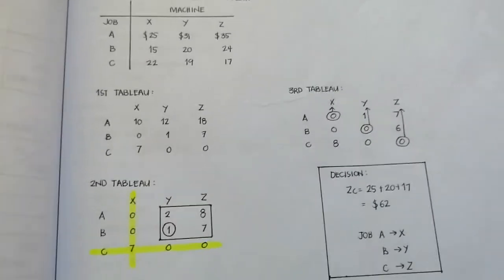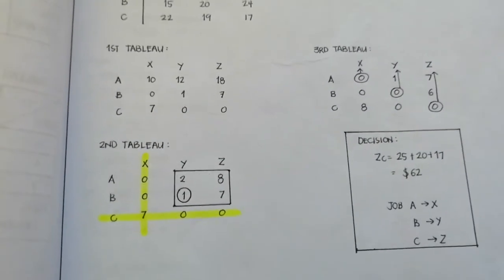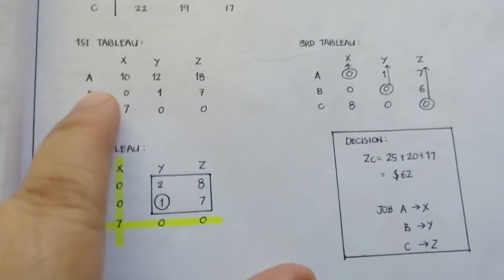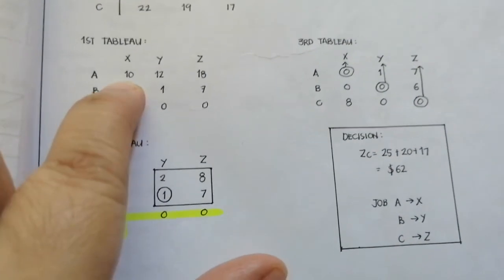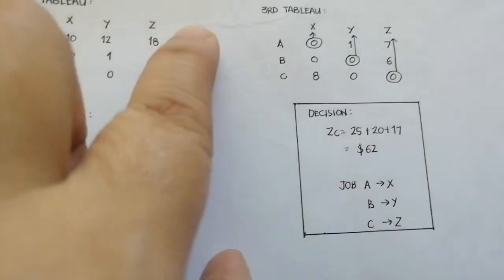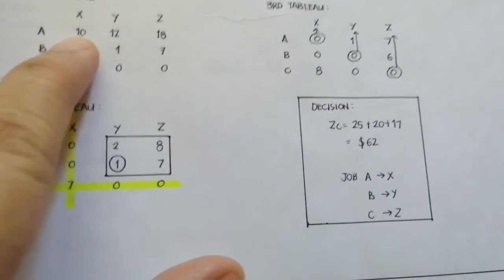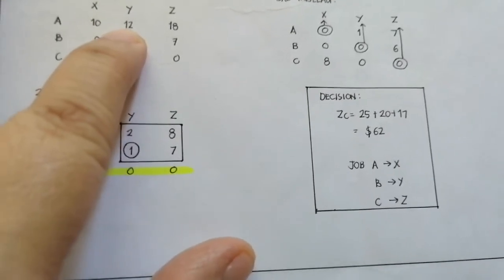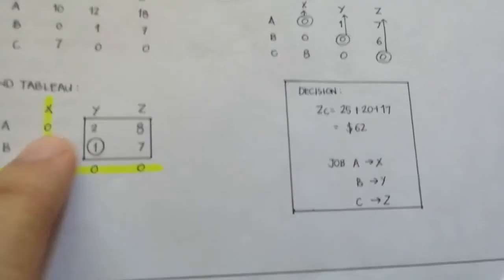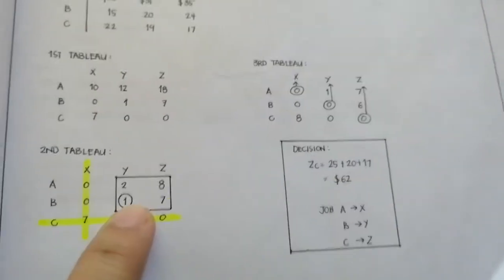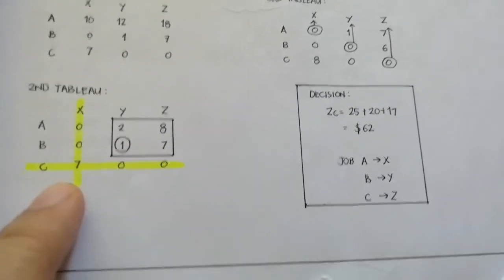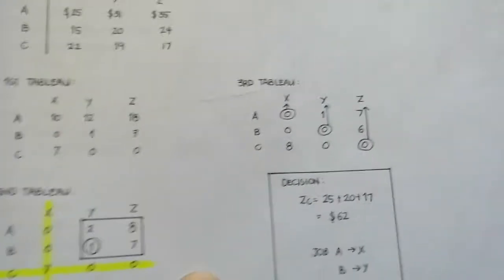For the second tableau now, we go vertical. You choose the lowest. In this case, we have 10. Here we have 0 and 0. We only act on this column. So 10 minus 10 is 0. 12 minus 10 is 2. And 18 minus 10 is 8. So 0, 2, 8. And then just copy everything because we have a 0 value here. So 0, 1, 7 and 7, 0, 0.